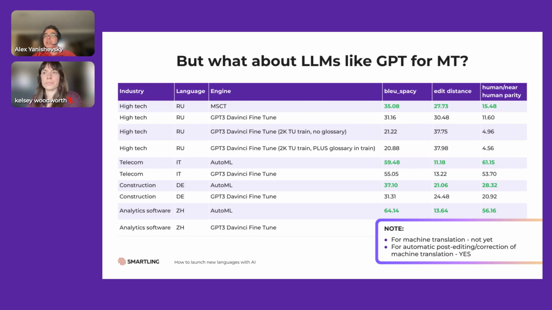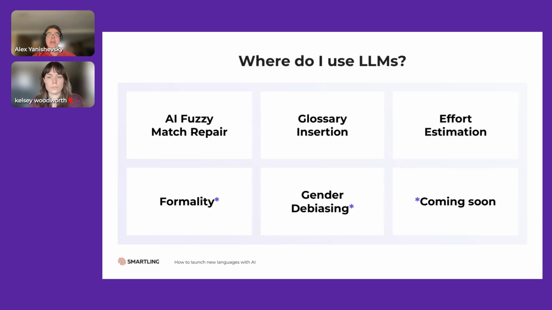Right, so we just wanted to show you a couple of these techniques. And so, where do we use LLMs? We use them for things like repairing your translation memory. I'll show you an example of this. Inserting the glossary in a way that's grammatically correct, or estimating the effort, actually telling a linguist, hey, look, you've got machine translation. What do we think your effort will be? Will you be able to do this quickly, or will this require a lot of work?